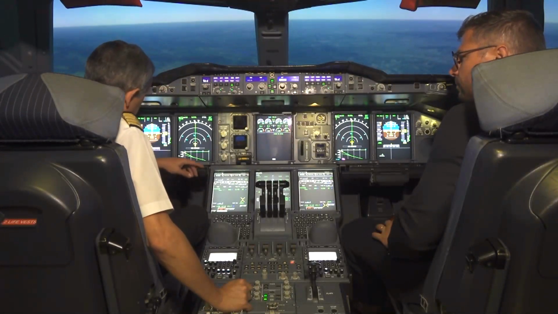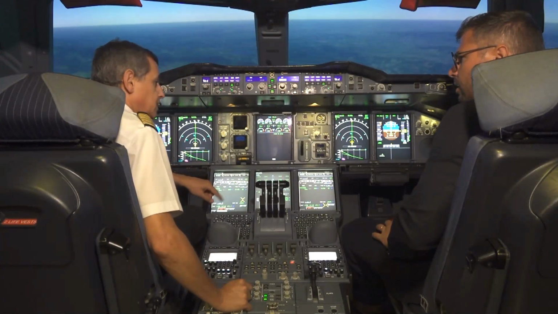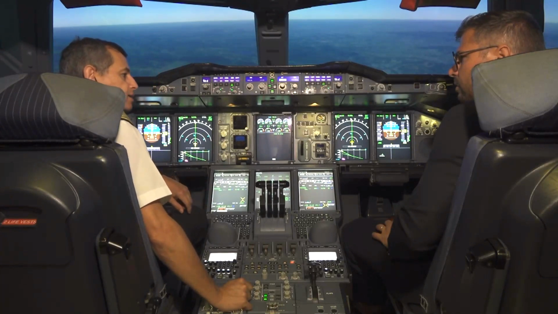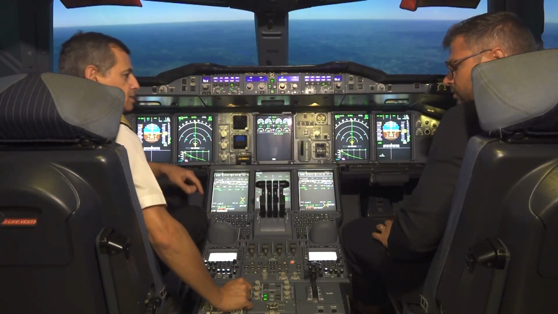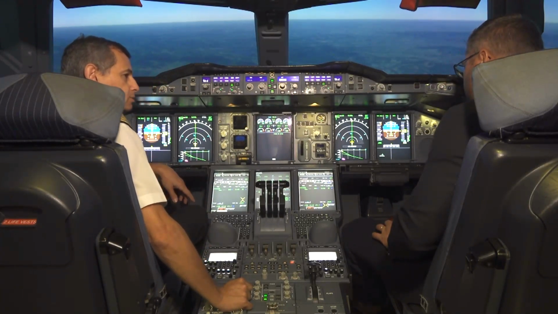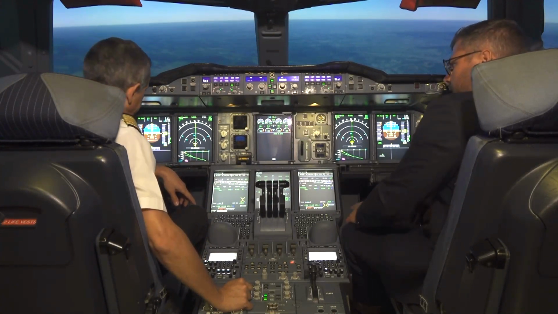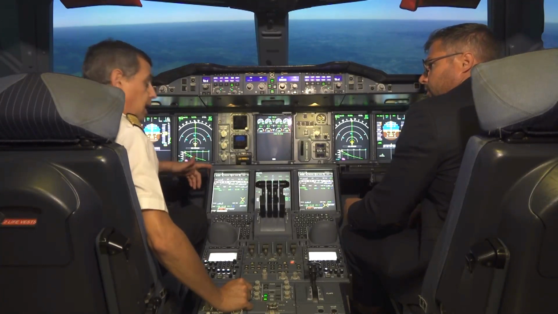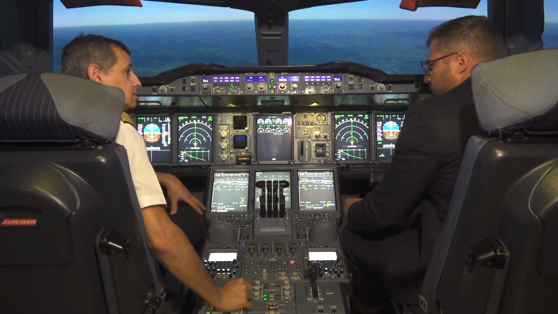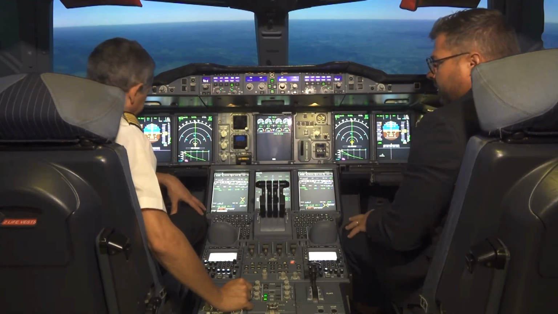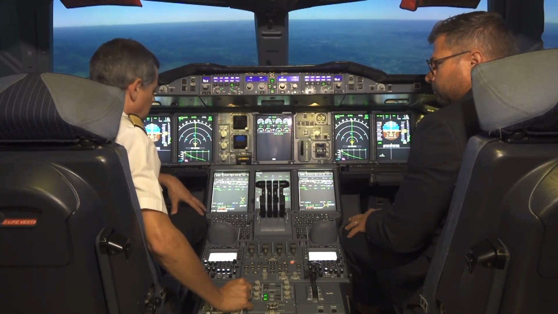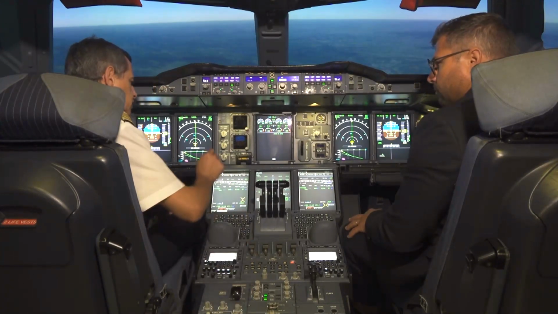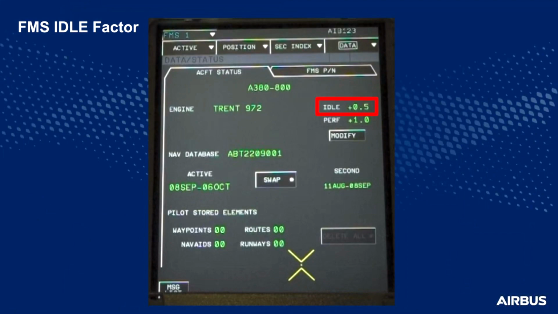Nicolas, you see? I cannot follow the FMS descent profile and I have to use my speed brakes. Do you think it is normal? Well, is the wind data inserted in the FMS correct and accurate? Yes, I already checked it 2 times. Then it may have to do with the idle factor. Do you mean the idle factor of the FMS?